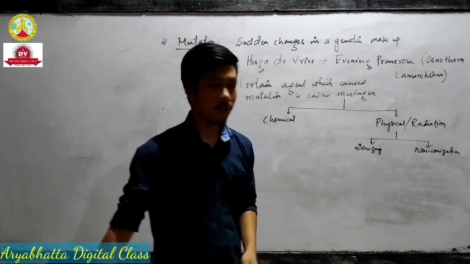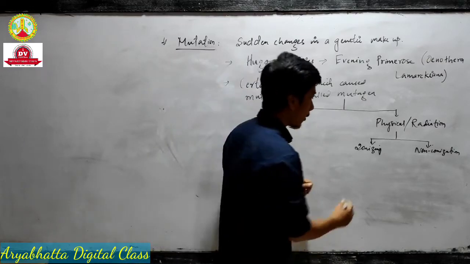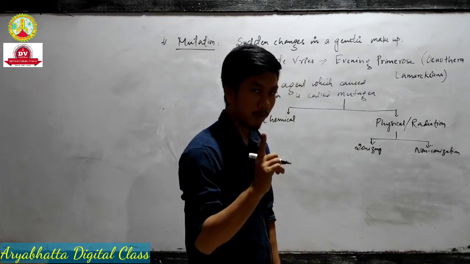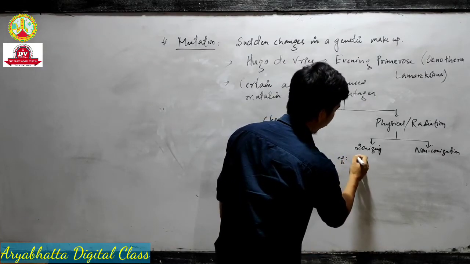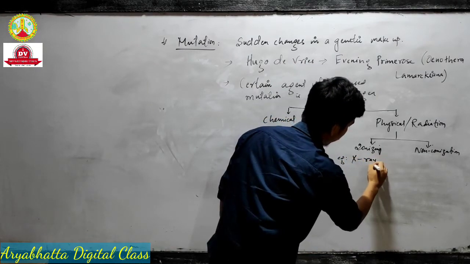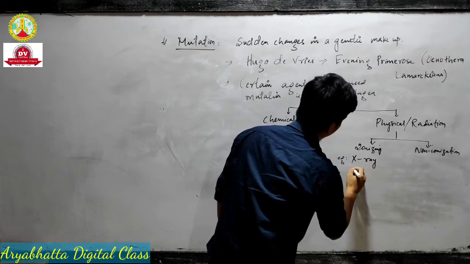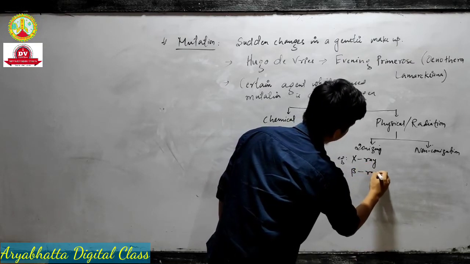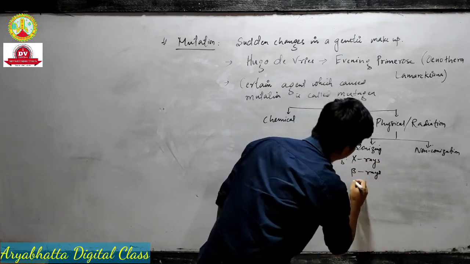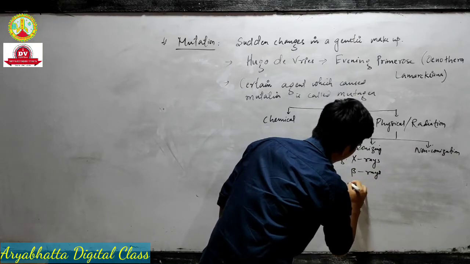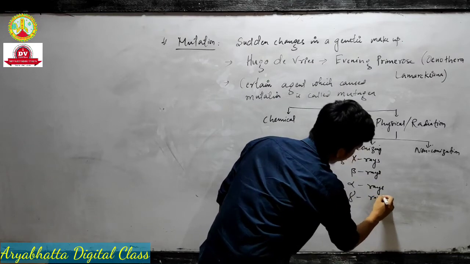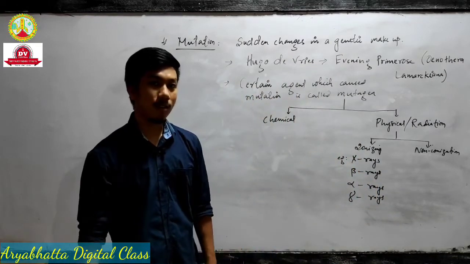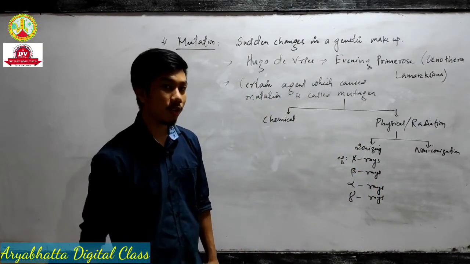So physical radiation is divided into ionizing and non-ionizing. We need to remember the examples. What are the ionizing agents that cause mutation? Examples: X-ray, beta rays, alpha rays, gamma rays. So these are the ionizing rays which result in mutation.